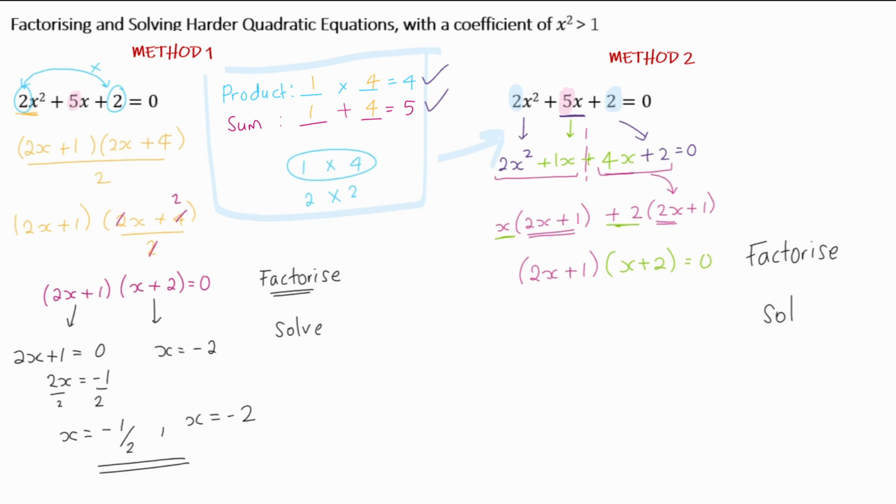And if we want to solve it, we will do the same as we did earlier while we were doing the first method. We are going to separately equate both brackets equal to 0. So x plus 2 is equal to 0, which means x has to be minus 2. And if 2x plus 1 is equal to 0, that means x has to be minus a half.